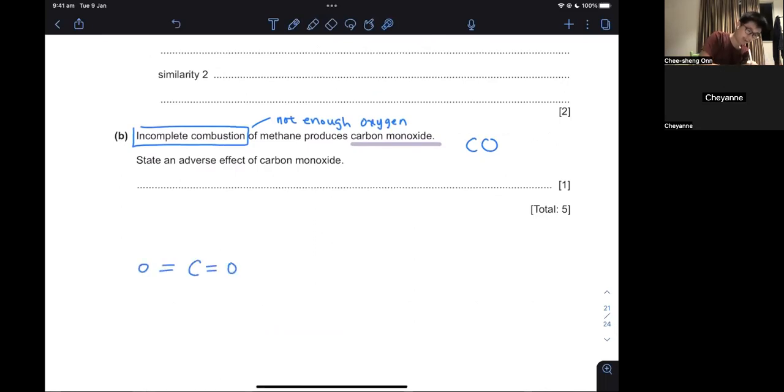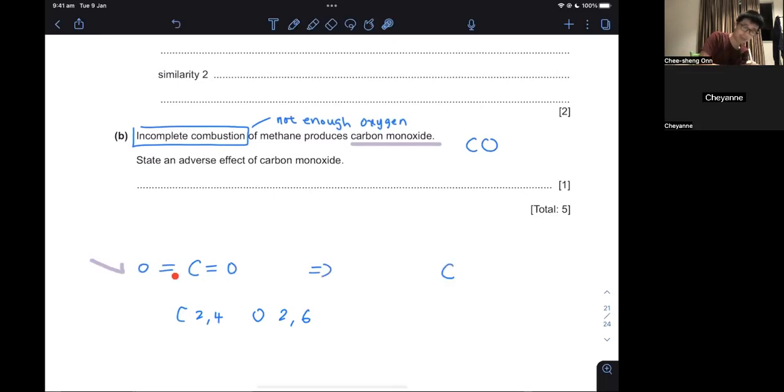So carbon forms 4 covalent bonds, because carbon has 2,4 electronic configuration, and oxygen has 2,6 electronic configuration. So the carbon will form 1, 2, 3, 4. Each oxygen will form 2 covalent bonds. 1, 2 for this oxygen, 1, 2 for this oxygen. By knowing how to draw that, you can translate it into dot and cross.